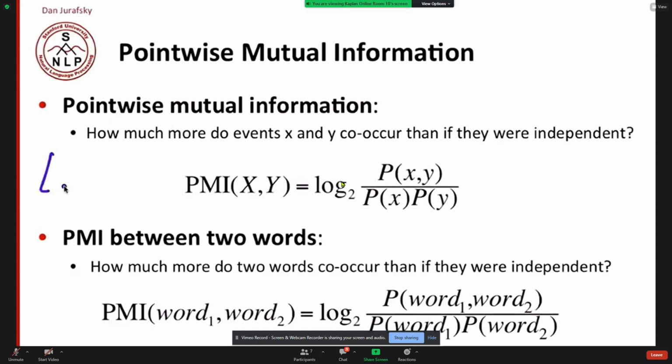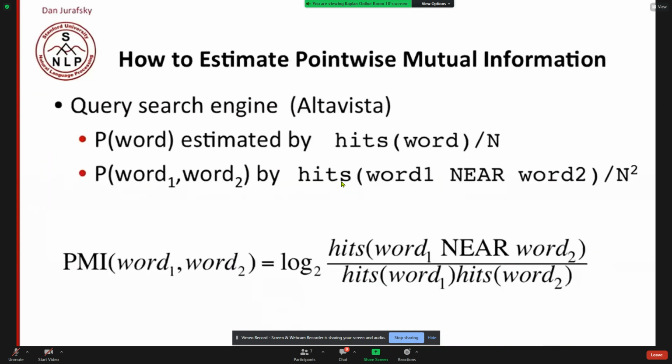Looking at pointwise mutual information, I've just repeated the equation here. We can look at it between two words. We say, how much more do these two words, word 1 and word 2, co-occur than if they were independent, by taking the ratio: the probability of the two words occurring together, divided by the probability of each word separately and multiplied, and we take the log of that.